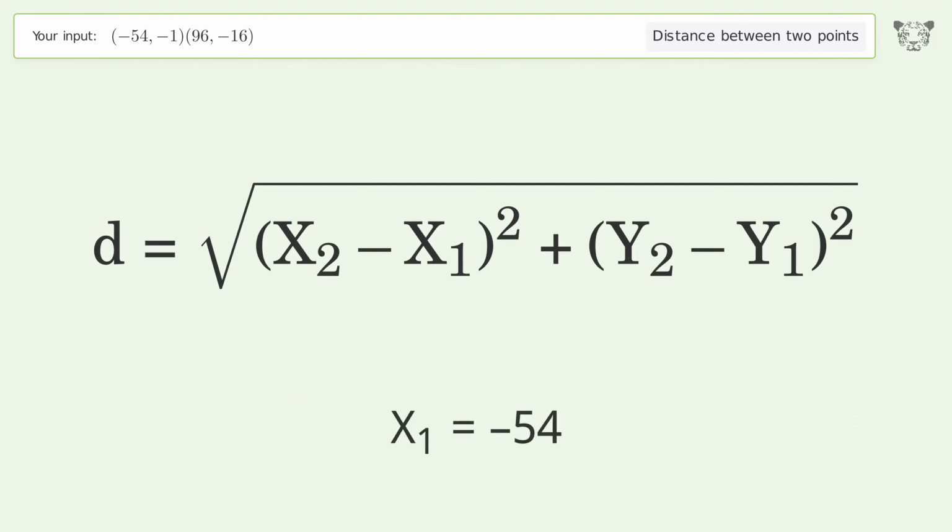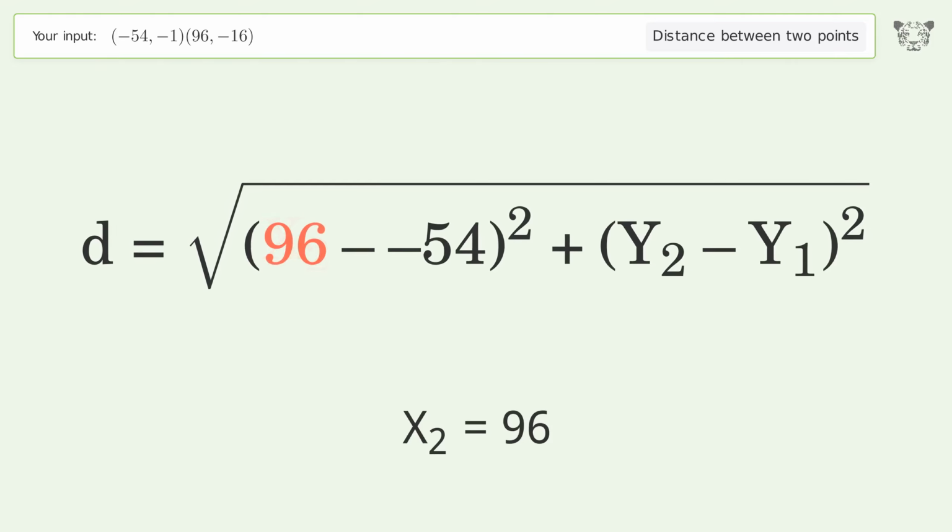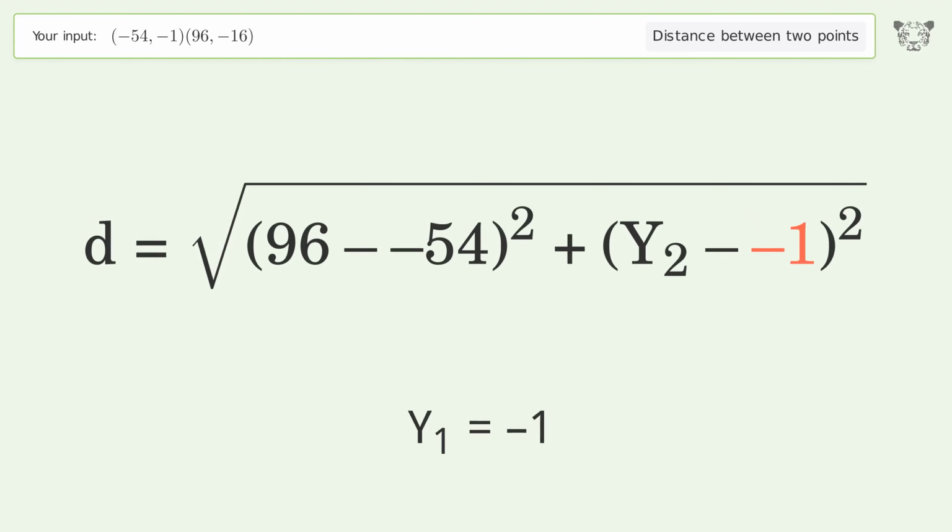x1 equals -54. x2 equals 96. y1 equals -1. y2 equals -16.